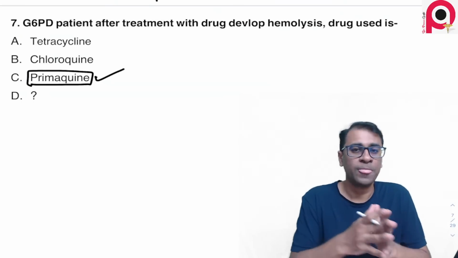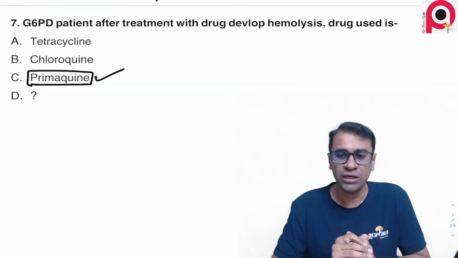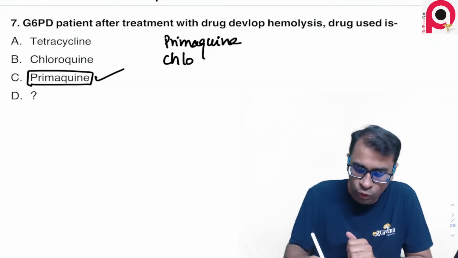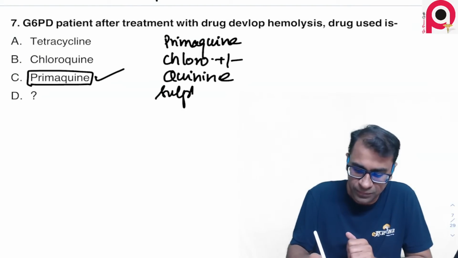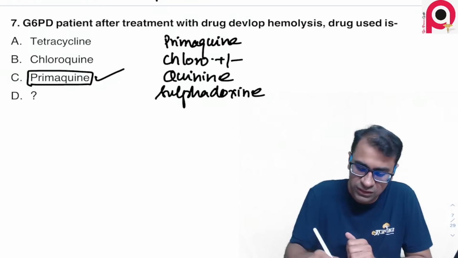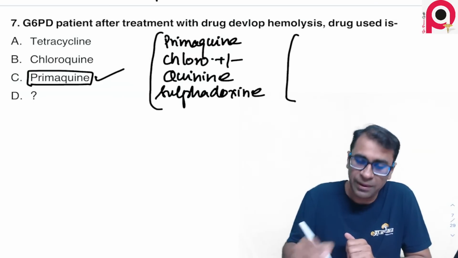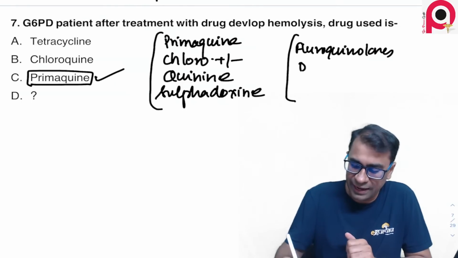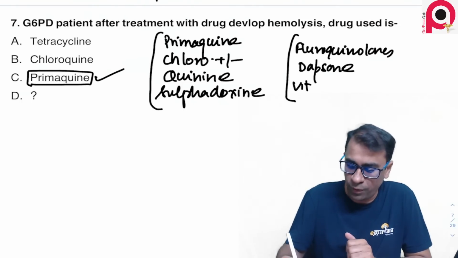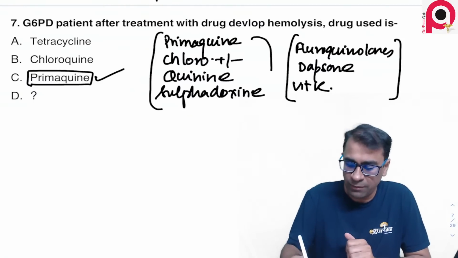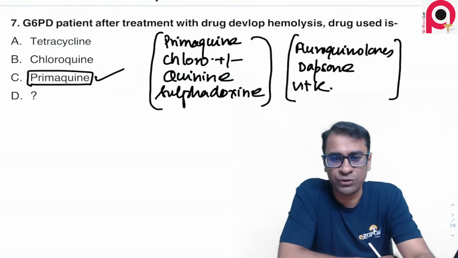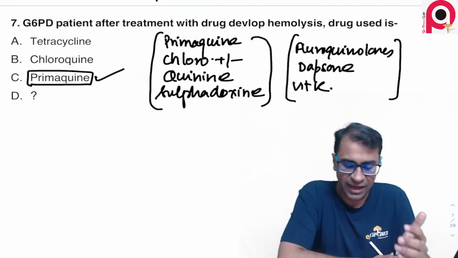But yes, you must also know some other drugs which can cause this, which can be a probable question. Remember anti-malarials like primaquine, chloroquine (always plus minus), quinine, sulfadoxine. So these are basically anti-malarials. Apart from them, some antibiotics like fluoroquinolones. It can be dapsone and can be vitamin K also. All of them are the most probable drugs which can lead to hemolysis in G6PD deficiency, and in that case there can be severe hemolysis.